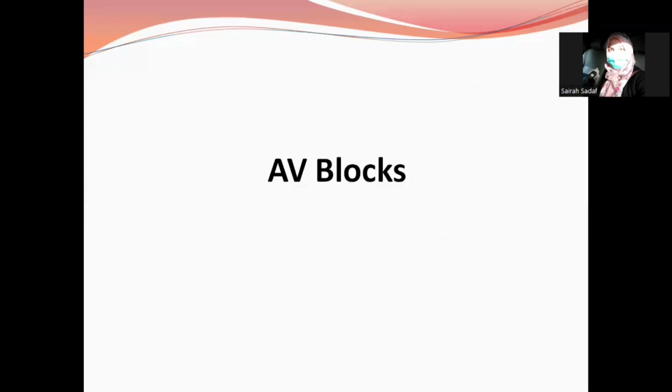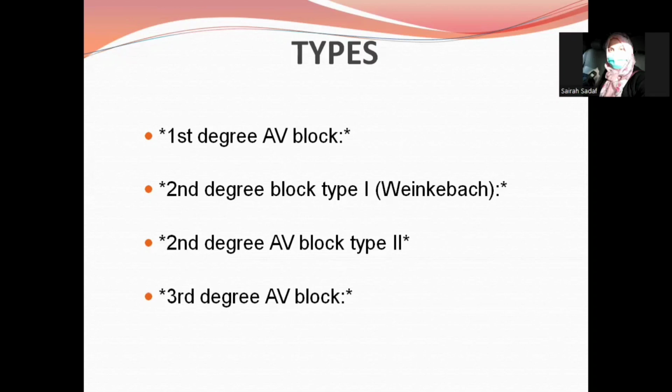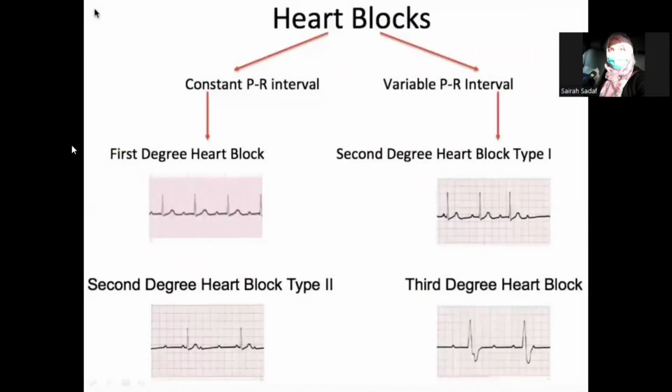Let's start. Three main types, like first degree, second degree, and third degree. And then in second degree, we have further type 1 and type 2. Now, this is further classification. This is another way of classification of AV block.